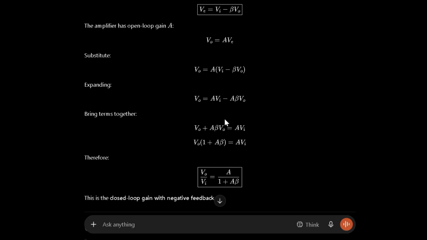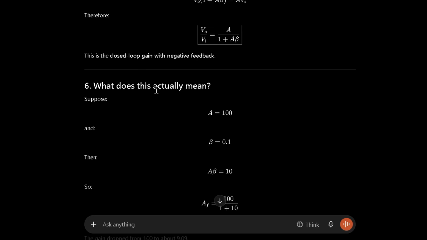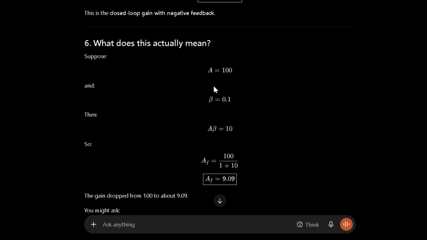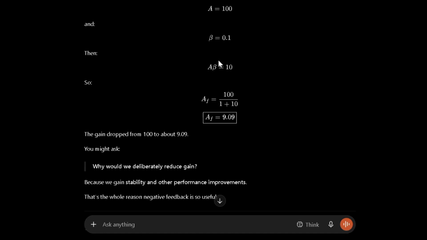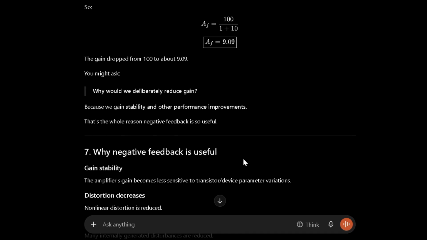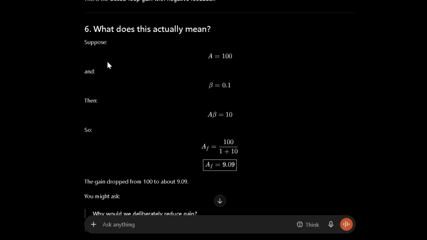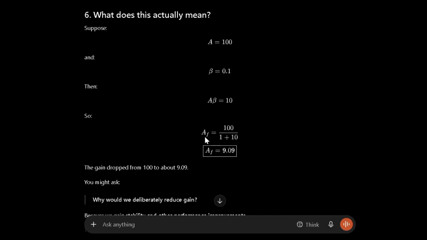What does this actually mean? Suppose we do a problem with an example. The gain dropped from 100 to, suppose, understand the problem. Suppose A equals 100 and beta, the feedback fraction, is 0.1. Gain is 100, then A beta is 10. So A_F, the feedback gain, equals 100 by 1 plus 10. A_F equals 9.09. The gain dropped from 100 to 9.09.